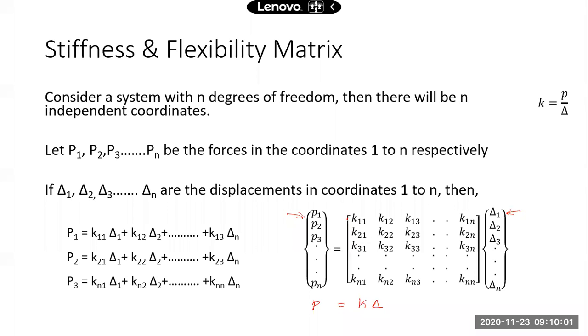Okay, and then we will be able to develop this stiffness matrix. Some properties of this stiffness matrix are that it is a symmetric matrix and it is a square matrix. The order of this matrix depends on the degree of freedom. If there are n degrees of freedom, the size of the matrix will be n by n. Similarly, the force matrix and the displacement matrix are column matrices.